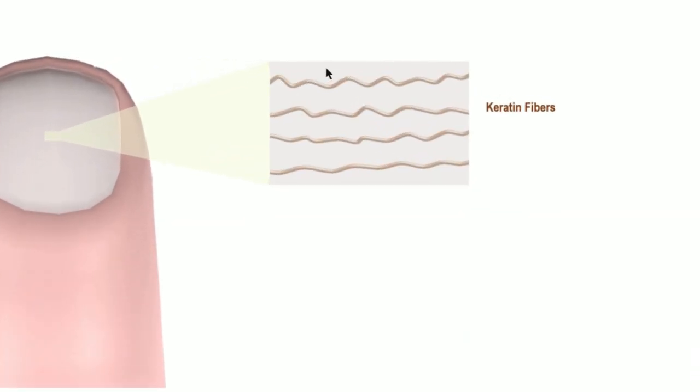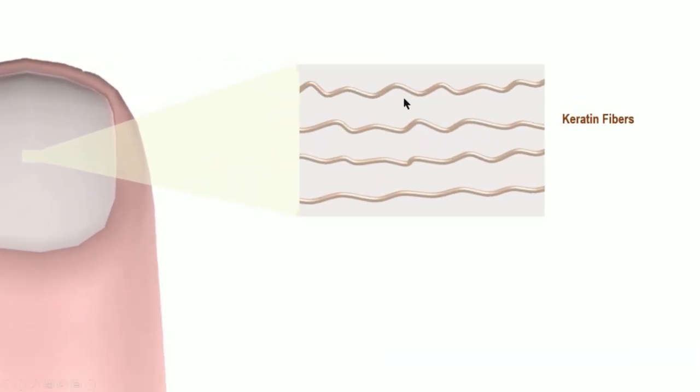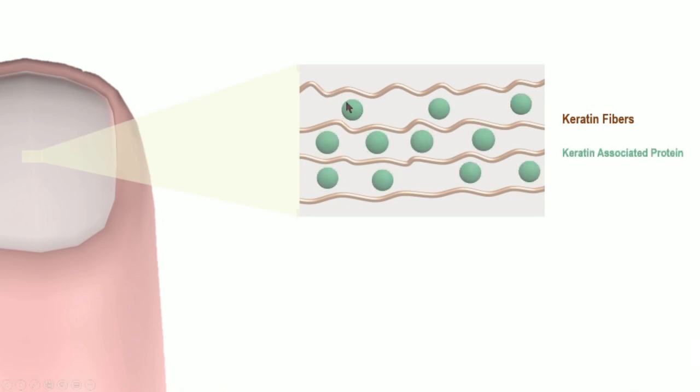The nail plate consists of fibrous keratin proteins arranged parallel to its transverse axis. In between these keratin fibers are non-fibrous globular proteins called keratin-associated proteins, which hold together the keratin fibers. They act as a glue. These keratin fibers and keratin-associated proteins are rich in the amino acid cysteine. Thus, disulfide bonds are formed between keratin fibers and keratin-associated proteins, and these disulfide bonds impart integrity and strength to the structure of the nail plate.